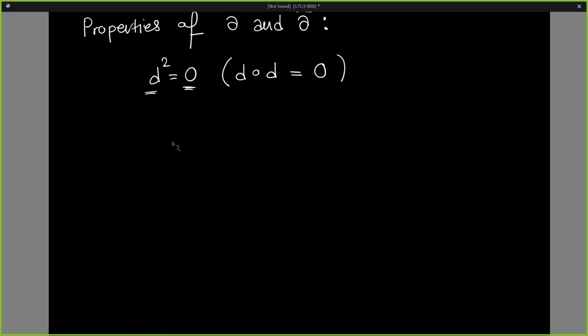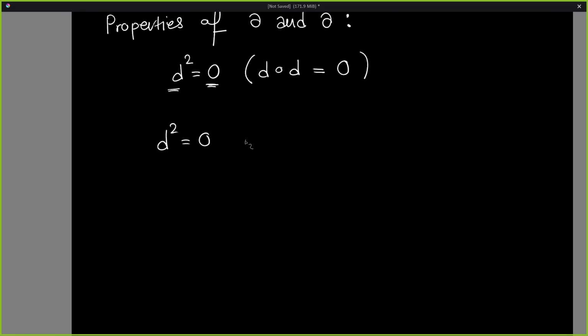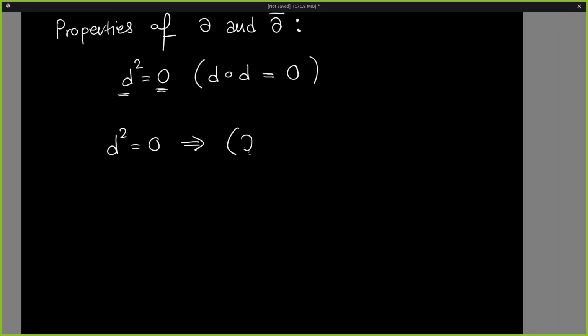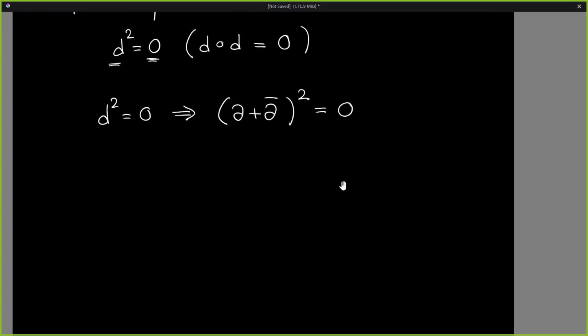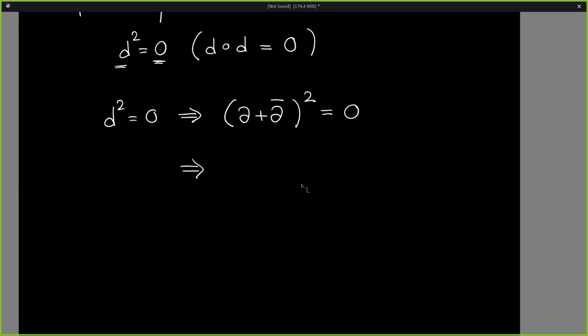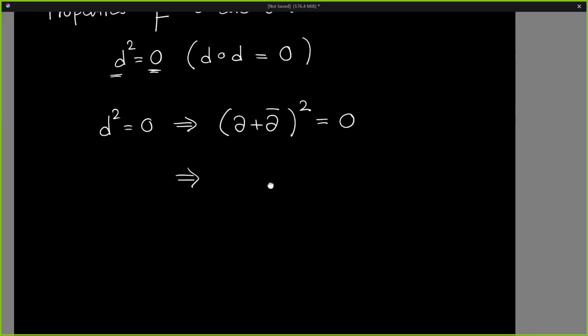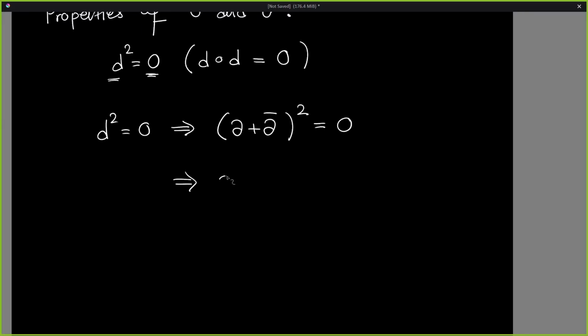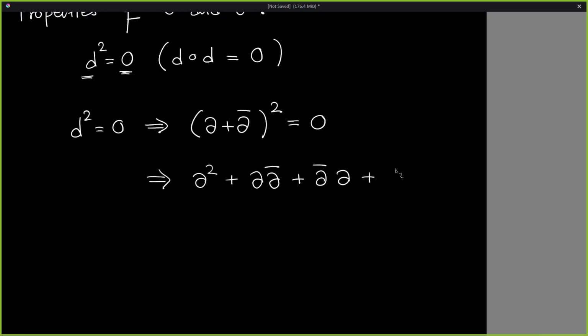So let's say that d squared is equal to 0. This implies that partial plus partial bar squared is equal to 0. And we can then expand this out as an operator. If we do that, what we'll get is partial squared plus the mixed terms, and we can't assume that they're commutative. So we're going to write it like this: partial partial bar plus partial bar partial. And then you get partial bar squared, which is equal to 0.